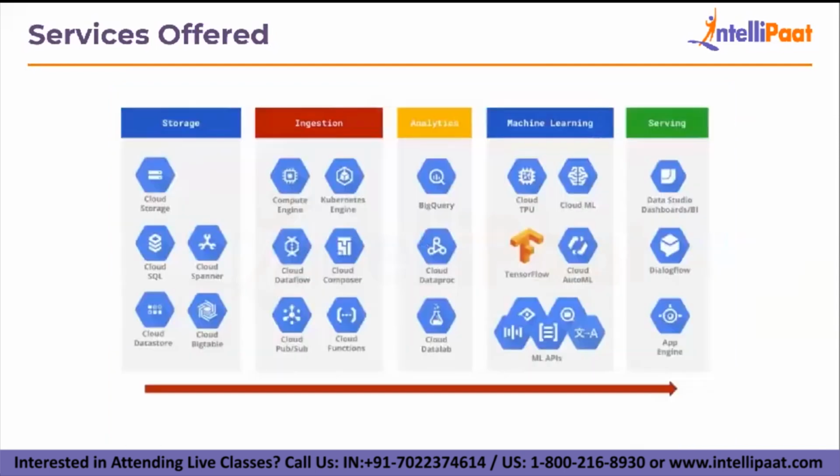GCP offers the third highest number of services, which is 100. So AWS is offering you 250 plus, Azure is offering you 200, and GCP is offering you 100 plus services. We have only 25 regions in GCP and 75 availability zones across those 25 regions. That's pretty much small figures regarding GCP.